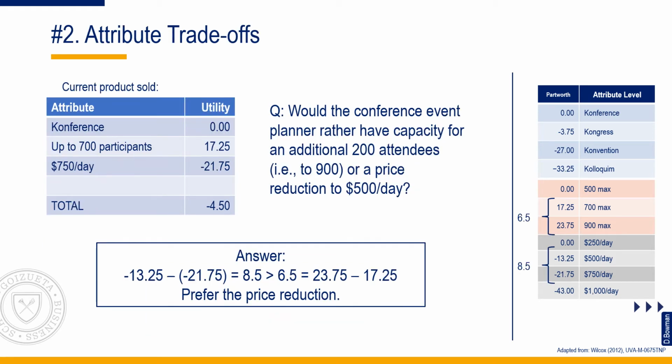Number 2, attribute trade-offs. Considering the product shown, should the manager pursue an additional 200 in capacity to get to a maximum capacity of 900 attendees, or a price reduction from $750 to $500 per room per day? The price decrease is worth a utility increase of 8.5, whereas the capacity increase adds 6.5 to utility. Since 8.5 is larger than 6.5, the respondent prefers the price cut.